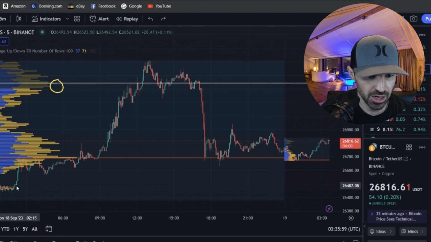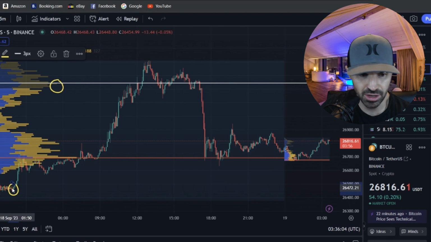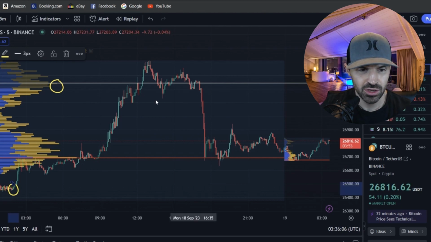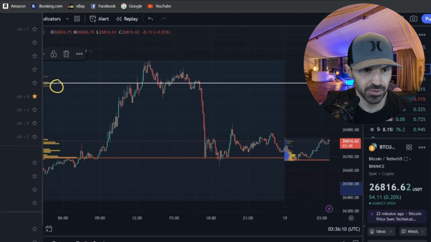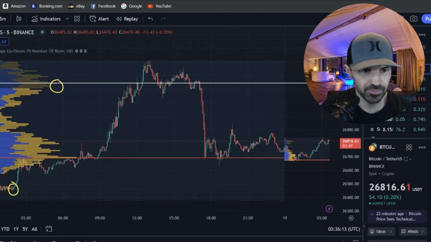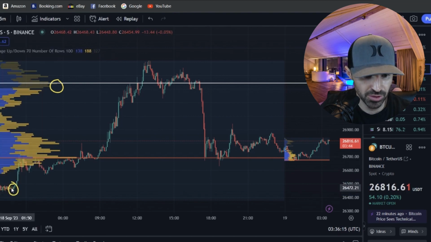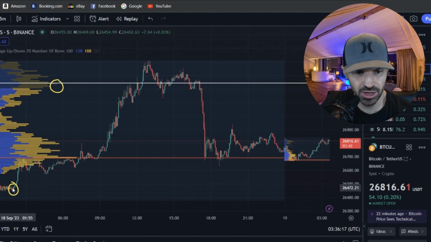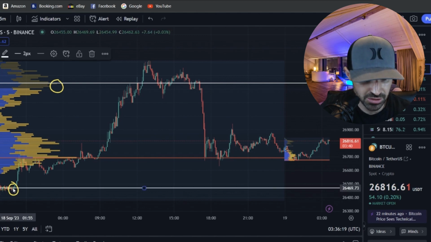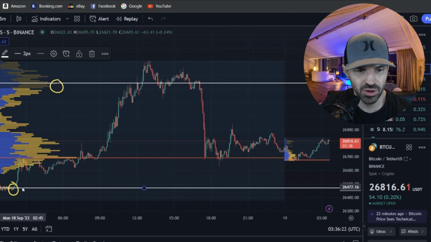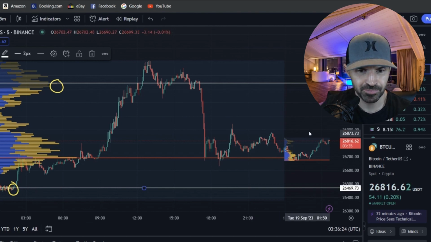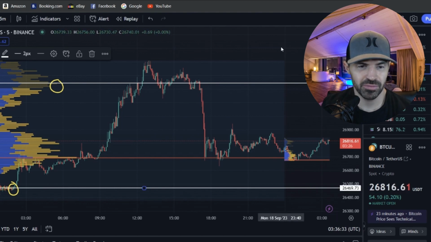So you could make the argument down here is another point of interest, because there's a nice volume spike on the histogram. So we could prepare, if the price was to sell off more, we could see that this point here on the histogram is showing a volume spike. So we can draw in a horizontal line here, and we can say, okay, this would be a good point of interest. So if the price was to sell off, it could get a bounce on this line here. So as you can see, it's a very useful indicator.